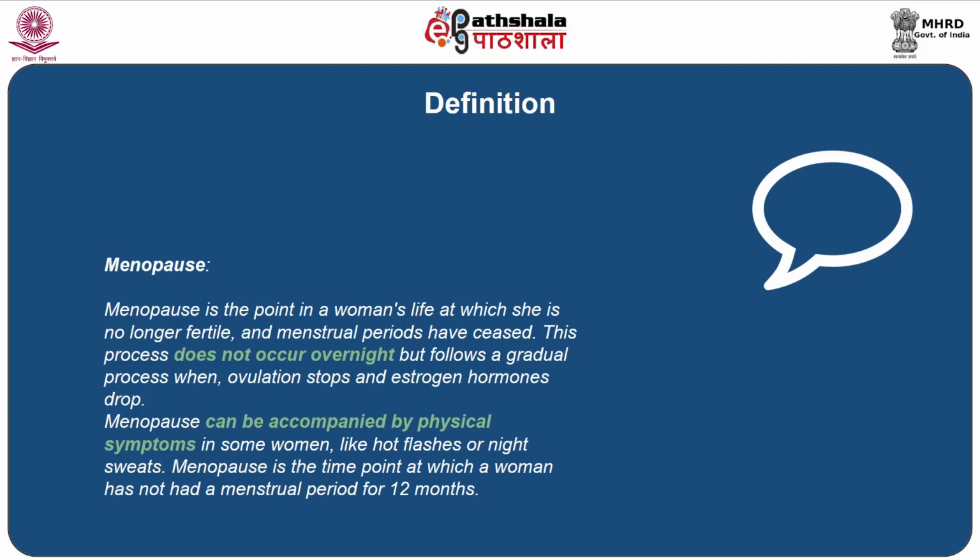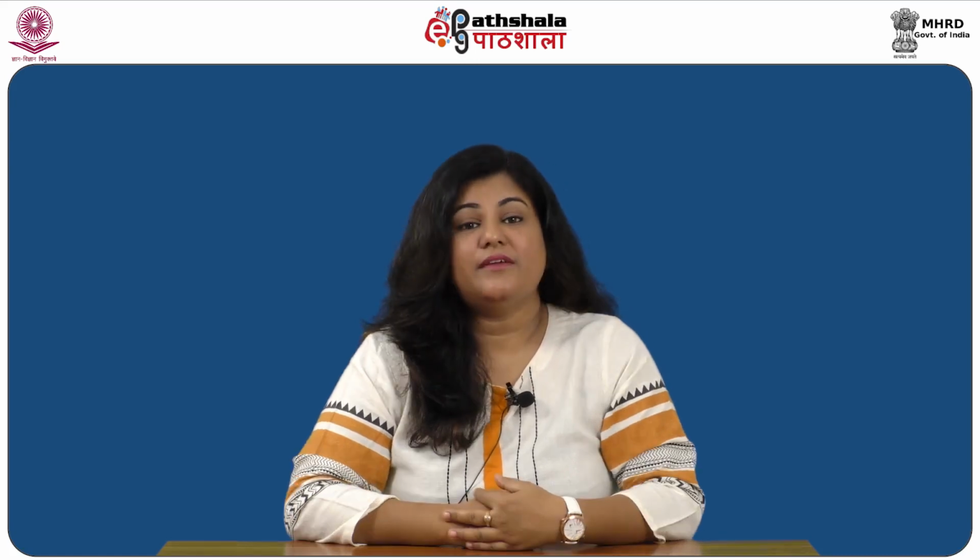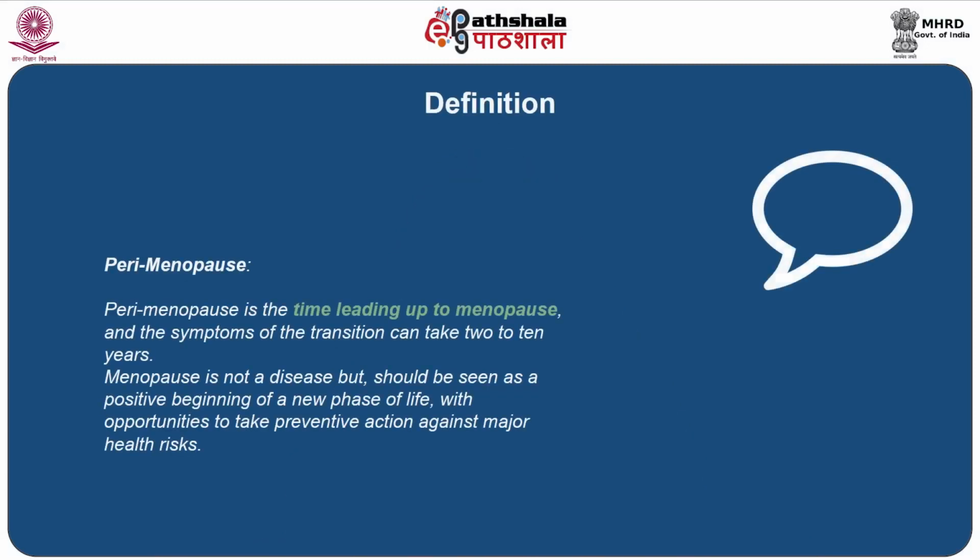Menopause can be accompanied by physical symptoms in some women like hot flushes or night sweats. Menopause is the time point at which a woman has not had a menstrual period for 12 months. So, menopause, though it is a phase, but we say that a woman has achieved menopause if she has not had the periods for the last 12 months. There are some more terminologies that are used, like perimenopause. Perimenopause is the time leading up to menopause, and the symptoms of the transition can take 2 to 10 years.